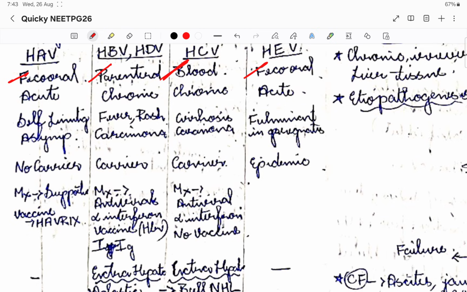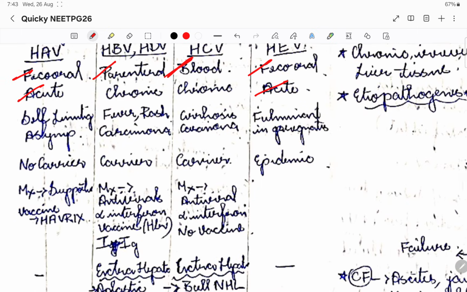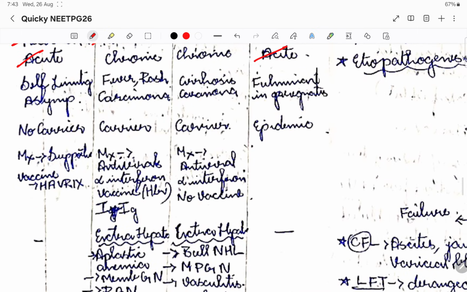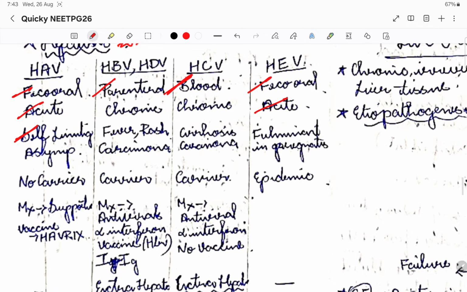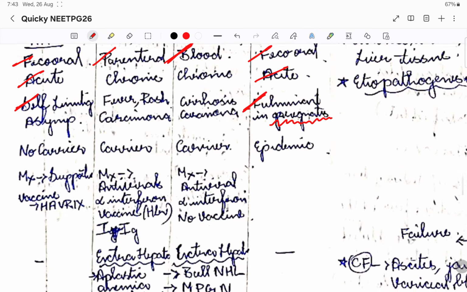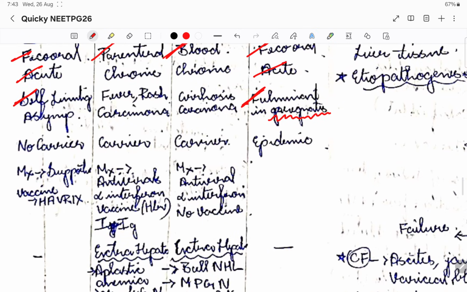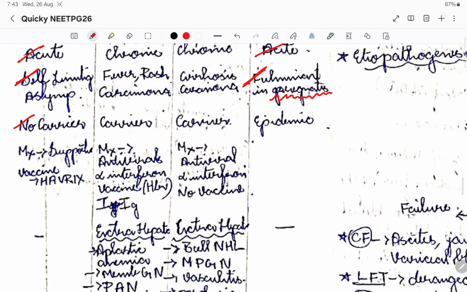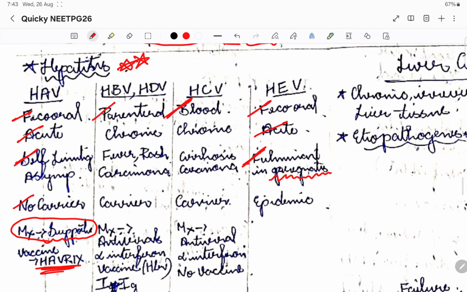Both are acute cases of hepatitis and self-limiting. Hepatitis A is very self-limiting and also asymptomatic, whereas hepatitis E is fulminant in pregnants. Please remember it is dangerous in pregnants. Here there is no carrier. For hepatitis A there is no carrier, and management is supportive. There is a vaccine for it, called Havrix.